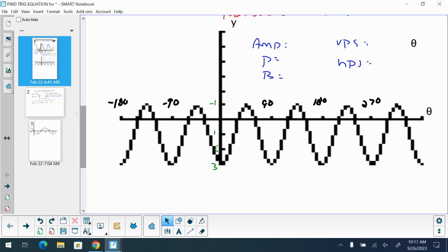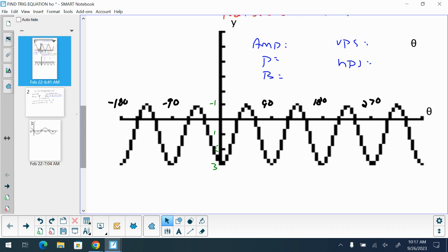Then go from peak to peak or valley to valley, calculate the period and your B value. Then find a starting spot that you would like to use.